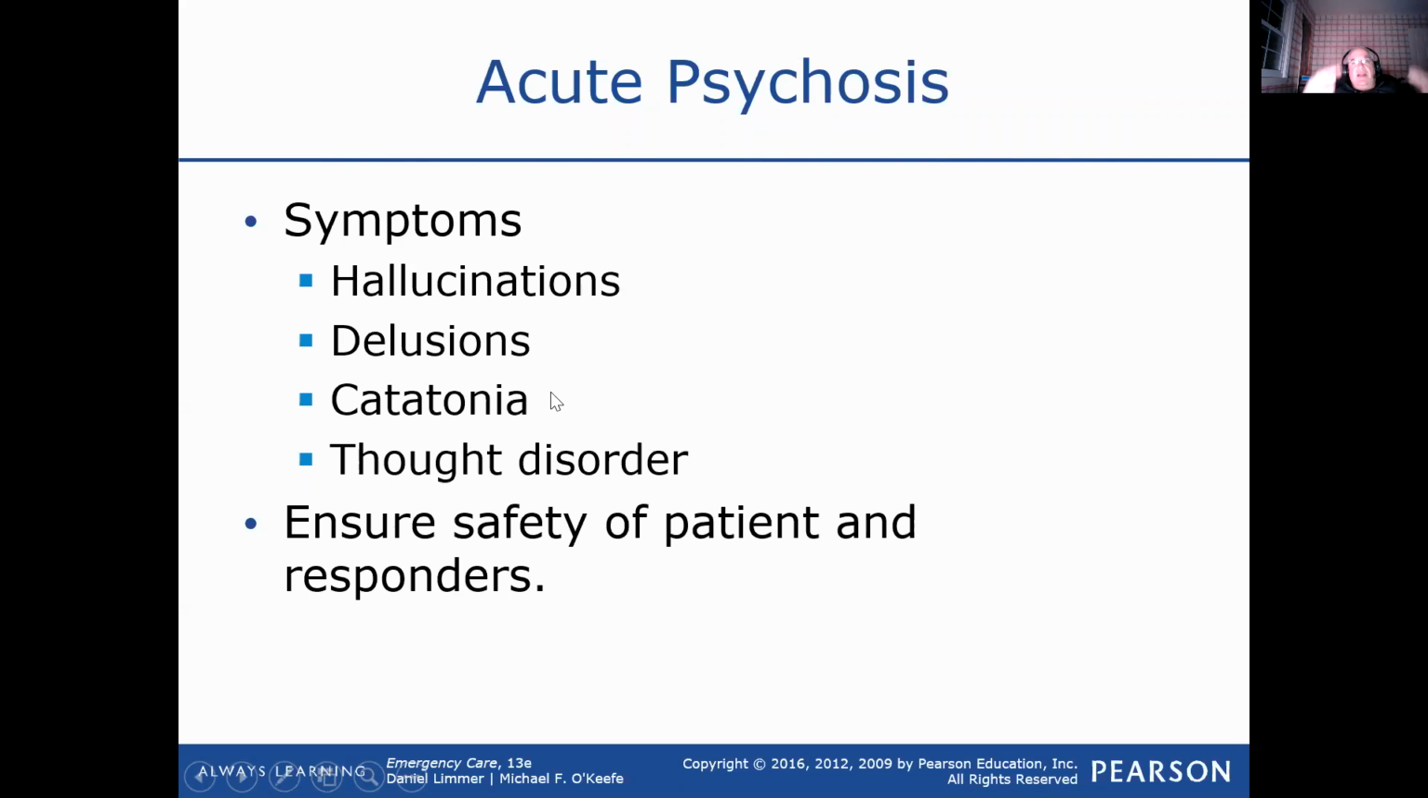Catatonia means that they're in a catatonic state. In other words, you could be waving your hand in front of them and they don't even respond to you, right? So there are a lot of different ways they're not thinking clearly. These patients could be totally withdrawn and have nothing to do with you, or they could be very violent, or very withdrawn to start with, and then something triggers them to become violent.